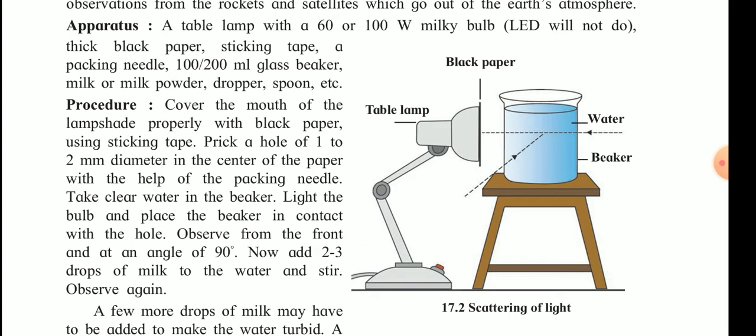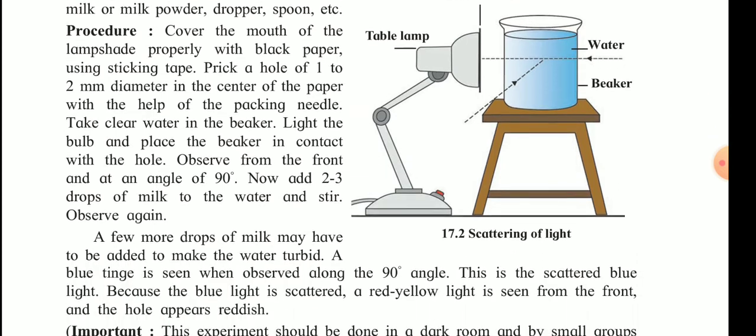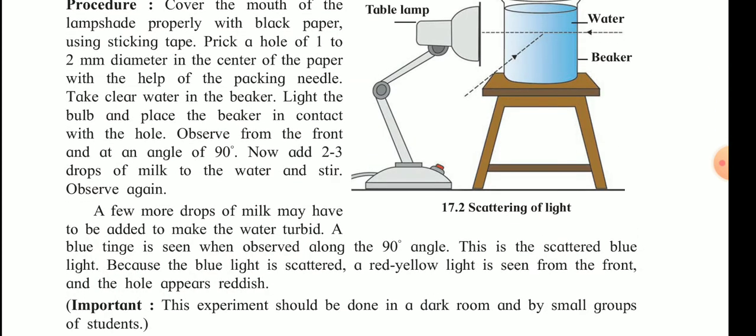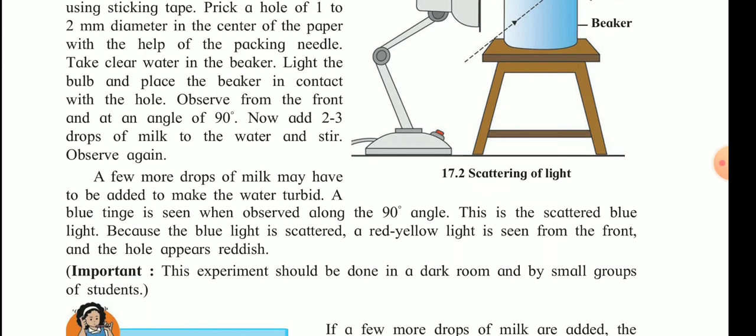Now add 2 or 3 drops of milk to the water and stir and observe again. A few more drops of milk may have to be added to make the water turbid. Now a blue tinge is seen when observed along a 90-degree angle. This is the scattered blue light. Because the blue light is scattered, red-yellow light is seen from the front and the whole appears reddish.